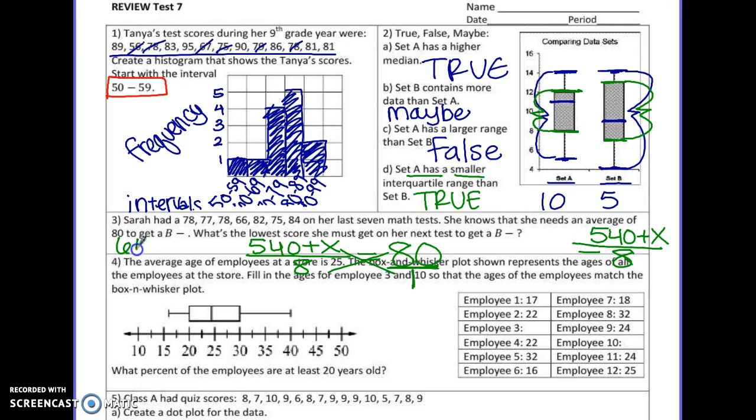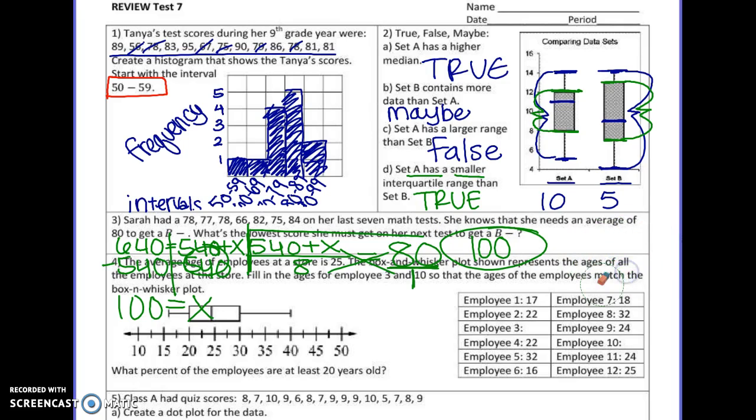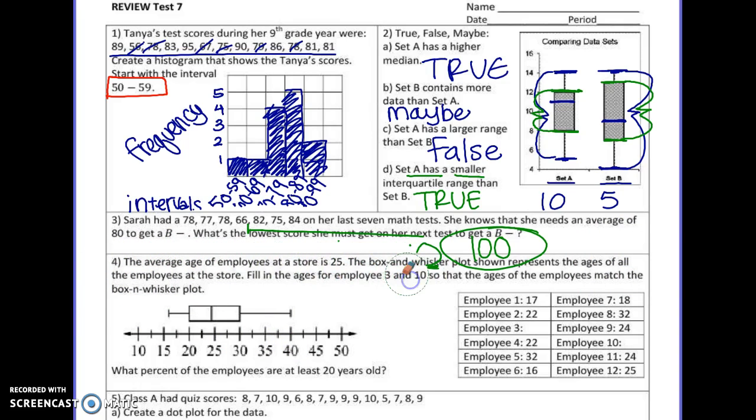So you get 640 equals 540 plus x. And if I want to solve that, I minus 540 over minus 540. So 640 minus 540 is 100. So she's going to have to get 100% or a score of 100 on the next test, which is going to be pretty hard, but that's what she has to get if she wants to get a B minus in the class.